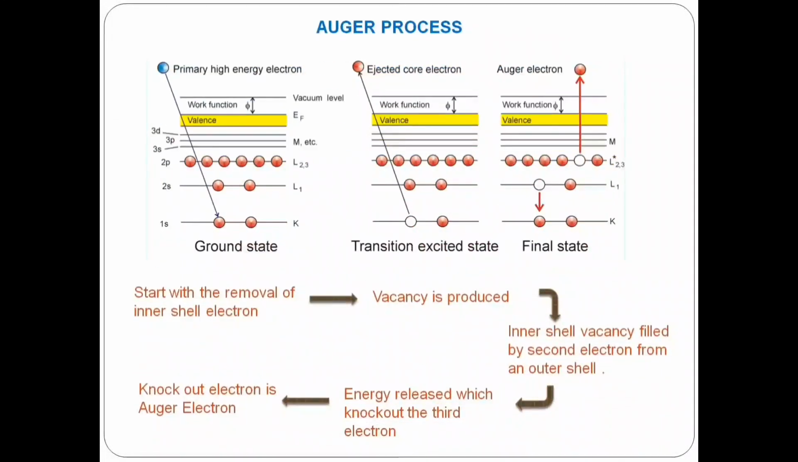Here I discuss what the Auger process is. When an incident electron having energy of 3 to 5 kilo electron volt removes an inner shell electron, it creates a vacancy. This inner shell vacancy is filled by an outer shell electron. When the outer shell electron fills the vacancy of the inner shell, it releases energy. This energy is used to knock out a third electron, and that third electron is known as the Auger electron.